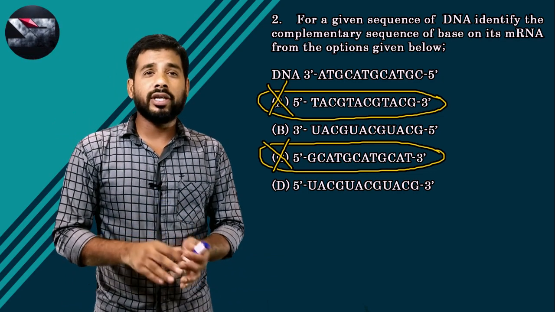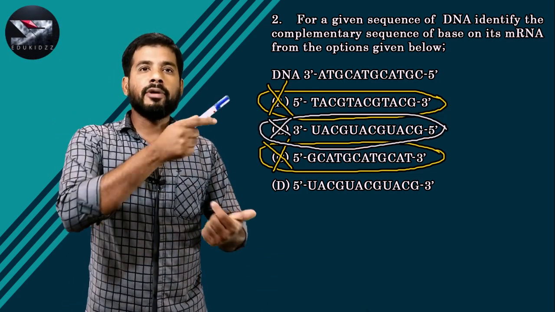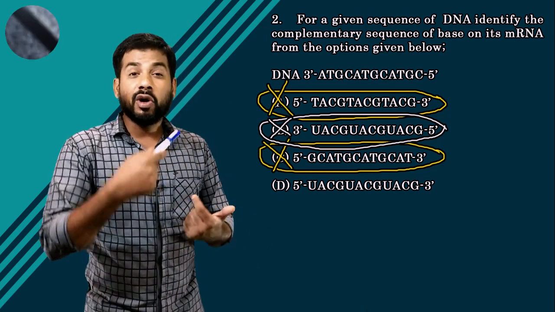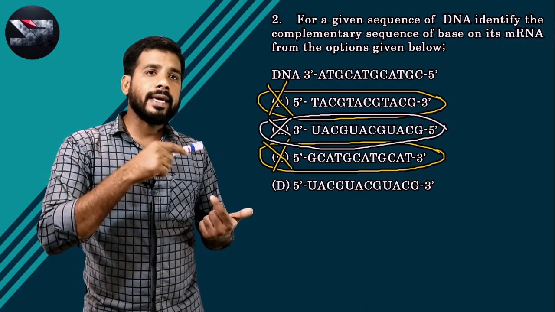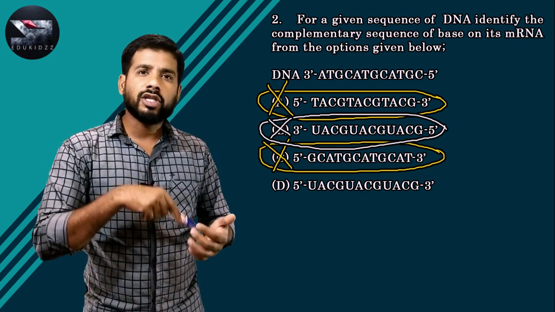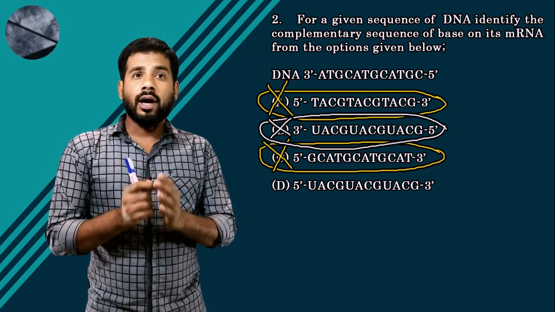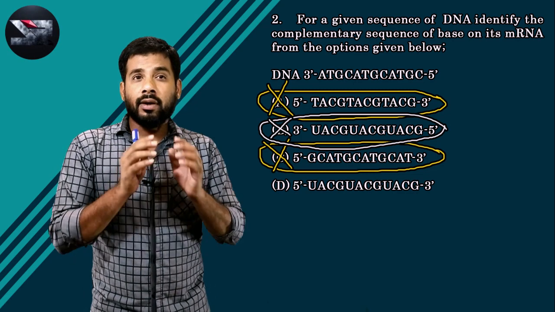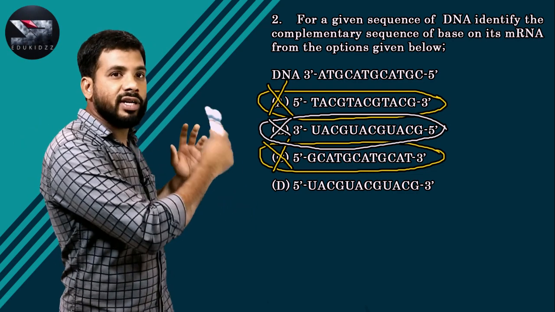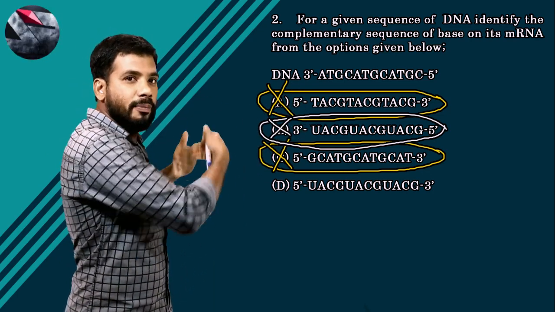Now we have to search only in two options. The right answer is option D. You can see that for adenine, the complementary base is uracil. For thymine, the complementary base is adenine. For guanine, the complementary base is cytosine. And for cytosine, the complementary base is guanine. That is UACG, UACG, UACG. And you have to remember the direction: if the DNA has 3 prime to 5 prime polarity in the question, the mRNA must have the opposite polarity.